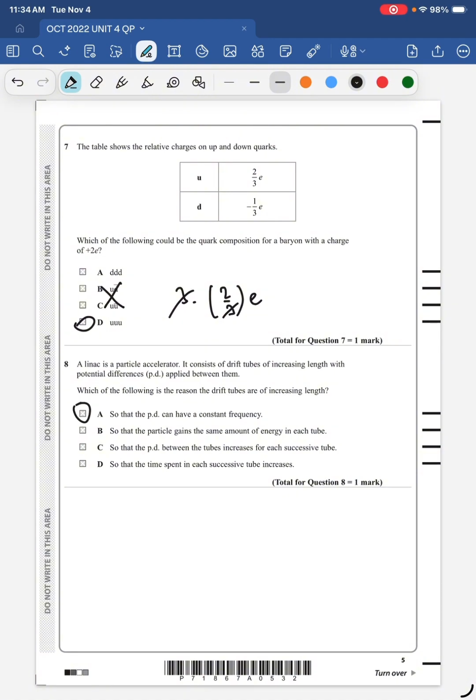Let's read the other ones. So the particle gains the same amount of energy in each tube. No. So that the potential difference between the tubes increases for each successive tube. That's not correct. And D, so that the time spent in each successive tube increases. No, because it has to spend the same amount of time. That's because the frequency is constant, right? So the particle spends the same amount of time inside each tube. But because it travels faster, the tubes need to grow in size as the particle moves in the LINAC.